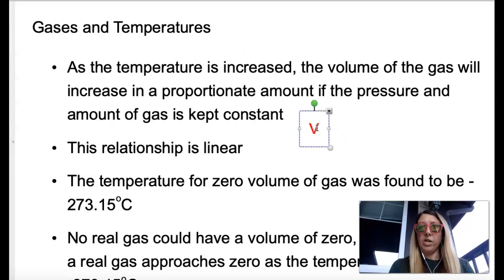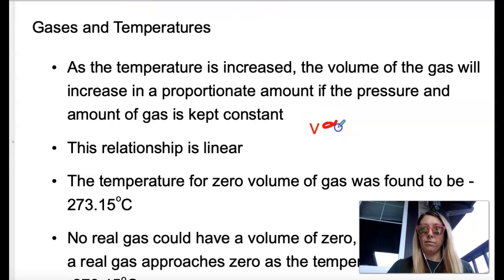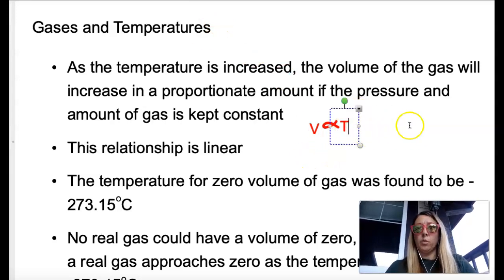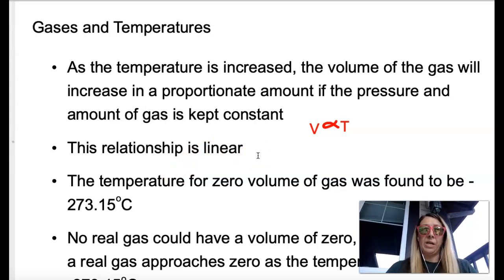So we can say that V is directly proportional to T. Okay, so one goes up, the other goes up. One goes down, the other one goes down. So this relationship is linear. That means when we start generating the equation, we don't have to worry about putting inverses and things like that in. The only thing that we do have to worry about is temperature.